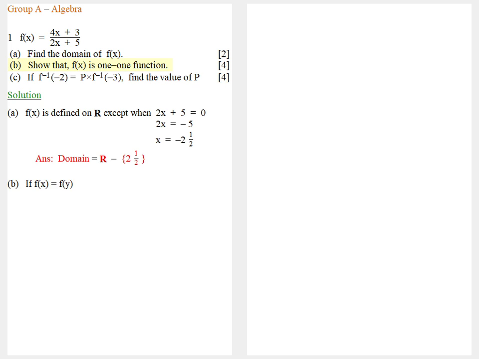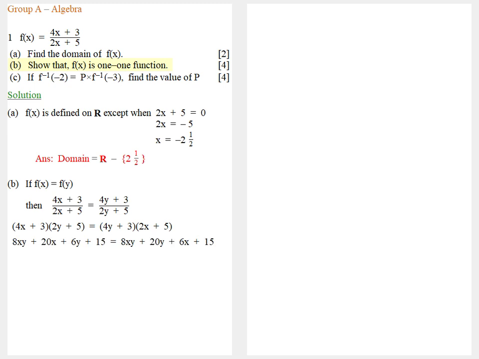So, if f(x) equals f(y), then (4x + 3)/(2x + 5) equals (4y + 3)/(2y + 5). If we cross multiply, we have (4x + 3)(2y + 5) equals (4y + 3)(2x + 5). We can expand those brackets out as 8xy + 20x + 6y + 15 equals 8xy + 20y + 6x + 15. Now quite a lot cancels.